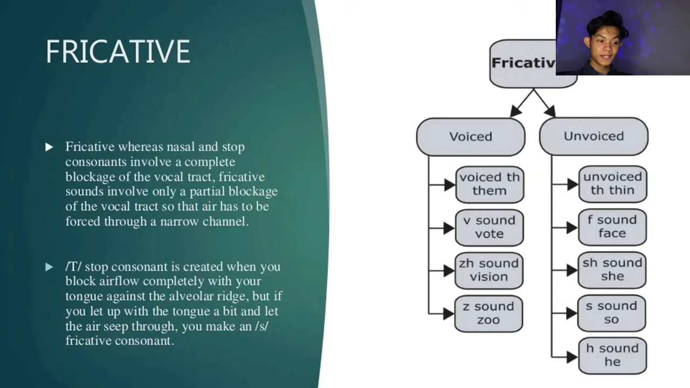In stop, the consonant is created when you block airflow completely with your tongue against the alveolar ridge. But if you let up with the tongue a bit and let the air seep through, you make a fricative consonant. As you can see, there is an example of fricative, and there are 2 types of fricative, which are voiced and unvoiced. I'm gonna try to show you how to make the sounds of voiced and unvoiced. In voiced, there's th, and it's gonna sound like them, and in unvoiced, th sounds like thin.